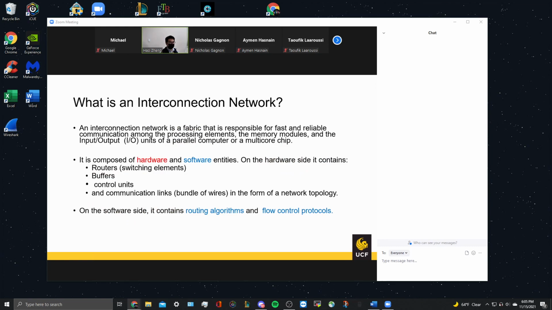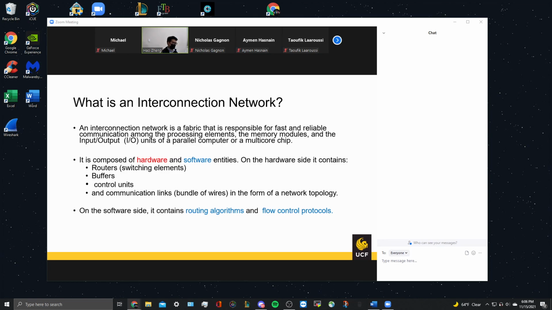So what is an interconnection network? An interconnection network is a fabric that is responsible for fast, reliable communication among the processing elements, the memory modules, and the input-output units of a parallel computer or a multi-core chip. We have learned how to build processing elements, which refers to a microarchitecture for the processor, which consists of registers, pipeline, ALU, and some private cache.